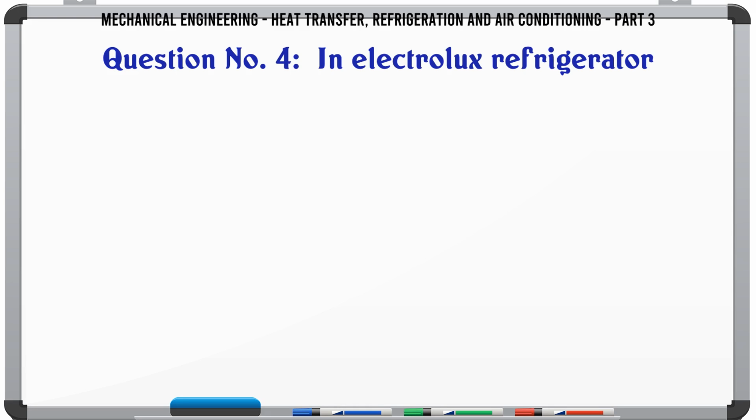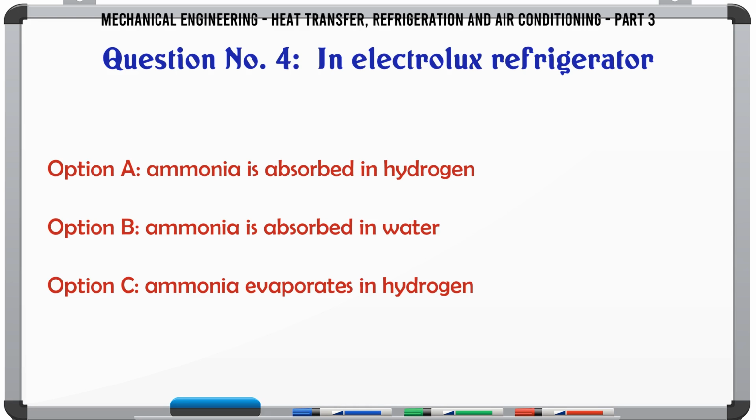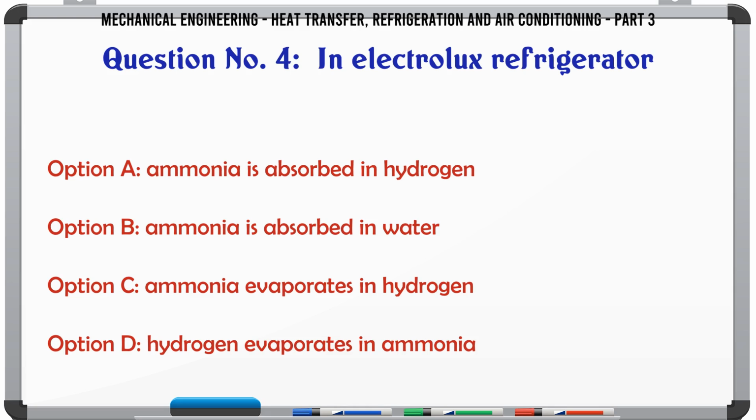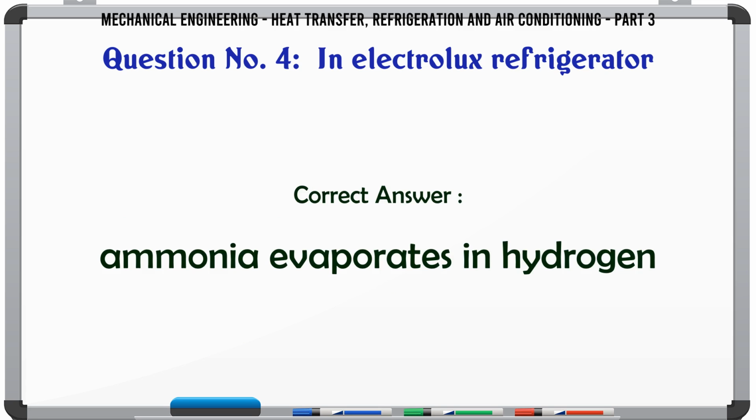In the Electrolux refrigerator, A. Ammonia is absorbed in hydrogen. B. Ammonia is absorbed in water. C. Ammonia evaporates in hydrogen. D. Hydrogen evaporates in ammonia. The correct answer is ammonia evaporates in hydrogen.